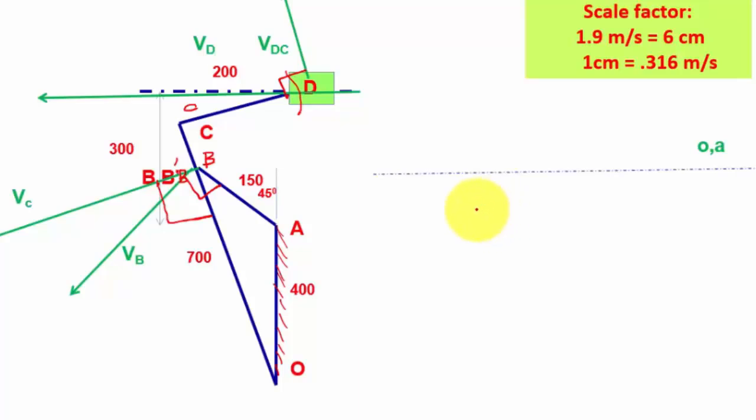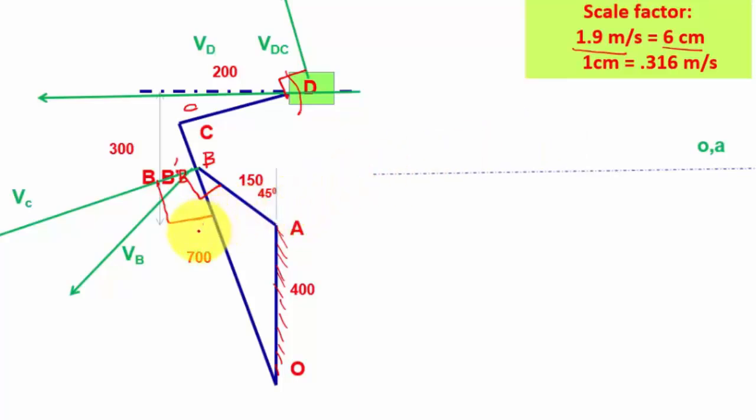Okay, first identify the fixed points O and A. So this is my fixed point O and A. We already calculated VB equal to 1.9 meter per second. We assume that value as 6 centimeter. From that, 1 centimeter equal to 0.316 meter per second. We are going to use this conversion factor later.